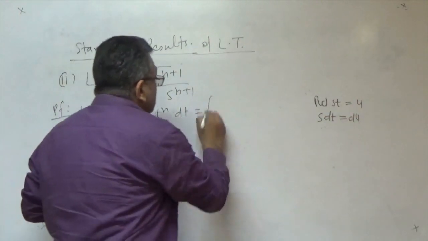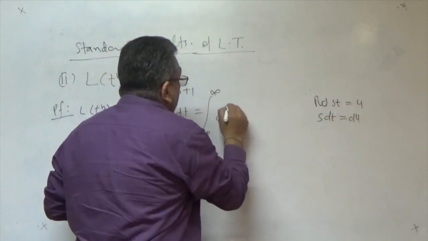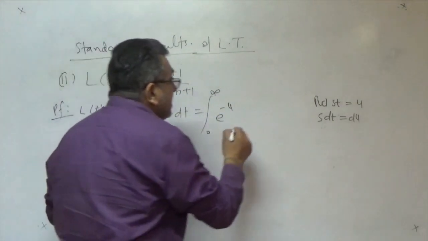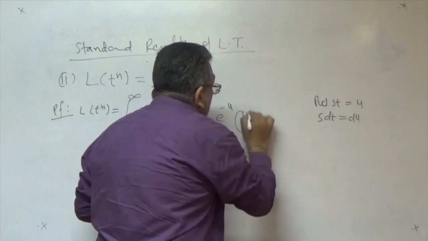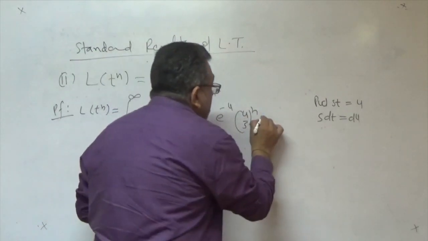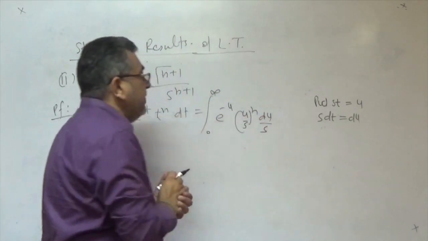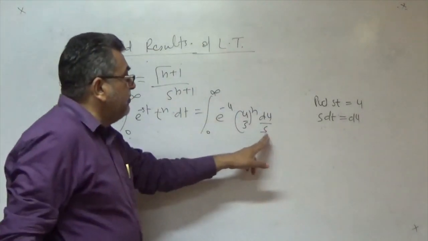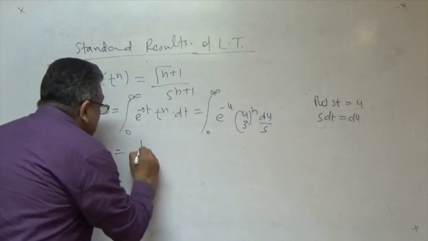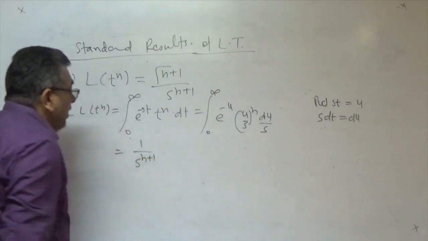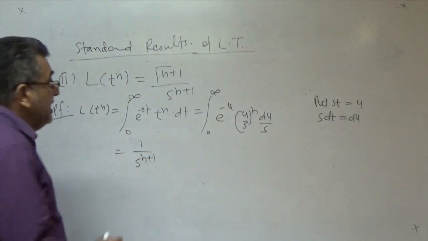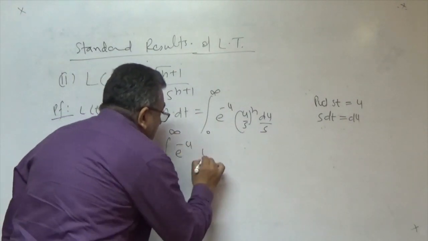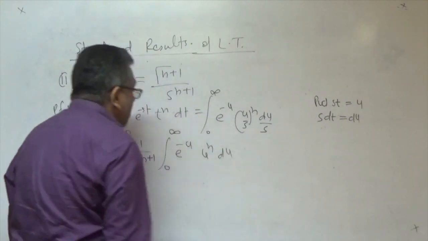So it is 0 to infinity e to power minus u, t means u upon s, to power n, dt means du upon s. Here in the integral you see s to power n times s means s to power n plus 1. Take it outside as a common factor, 1 upon s to power n plus 1, and finally we get the integral 0 to infinity e to power minus u, u to power n du.